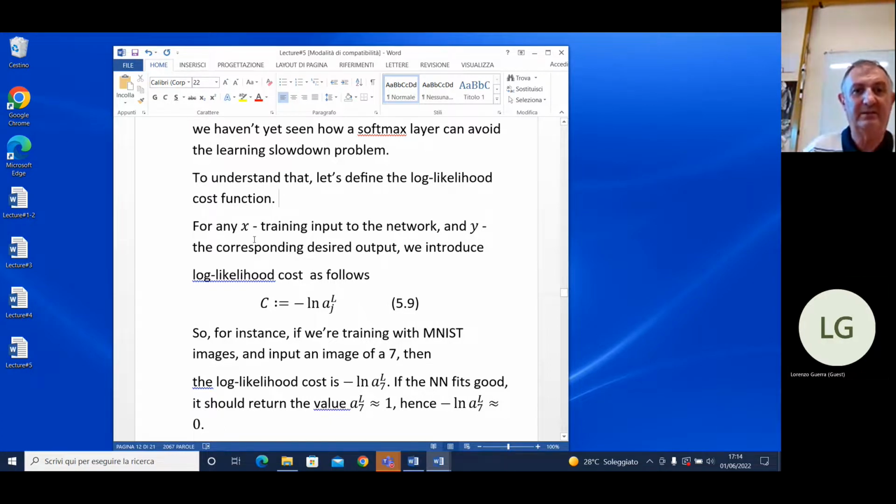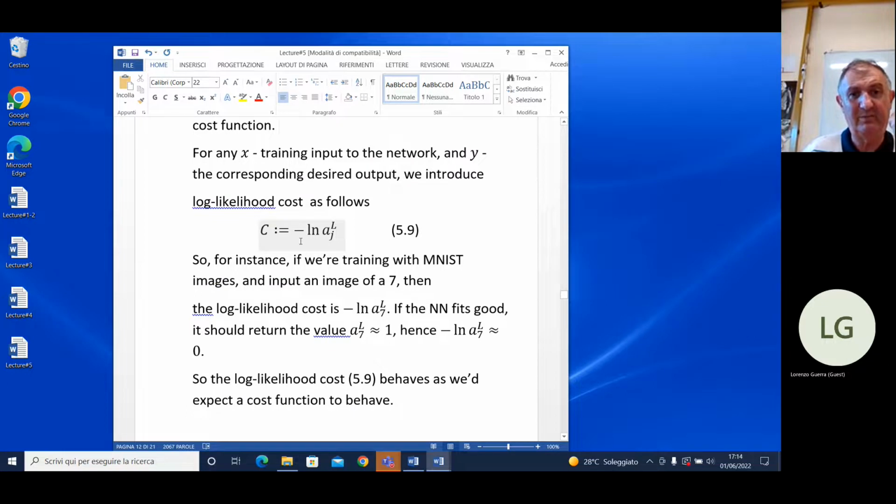So for any x, the training input from our training sample, which is especially prepared to train our neural network, and y, the corresponding desired output, we introduce the logarithmic likelihood cost as follows: C is minus the logarithm of AJL.